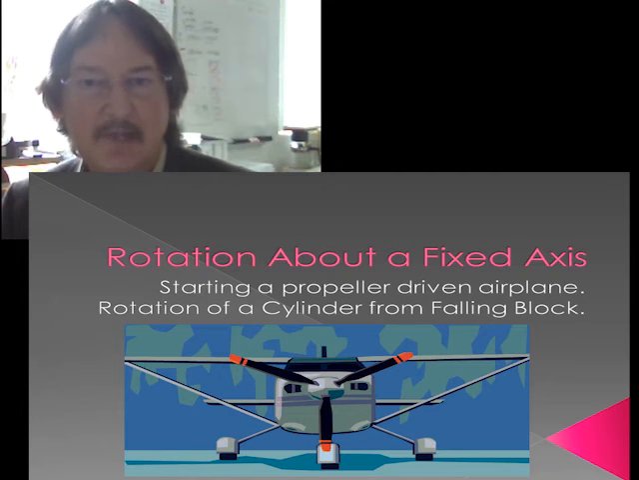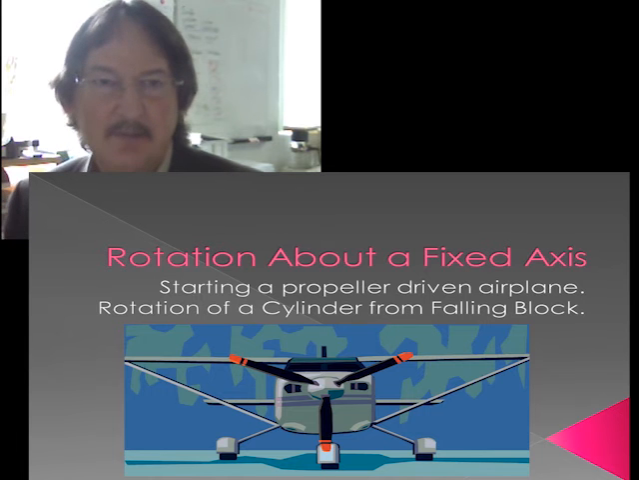And what you're going to do for this lecture is you're going to go in and look at the Rotational Dynamics 1, Chapter 8, and then after you've viewed that information, you will then pull up, well, you're looking at this particular video right now, and so this is the problem set that you will be going through. So it says rotation about a fixed axis. Starting a propeller-driven airplane is one problem, and rotation of a cylinder from a falling block is another problem.